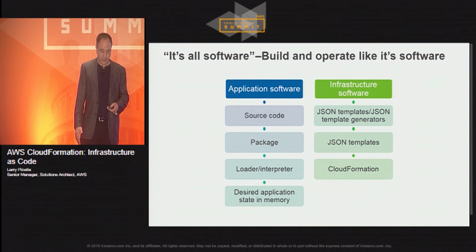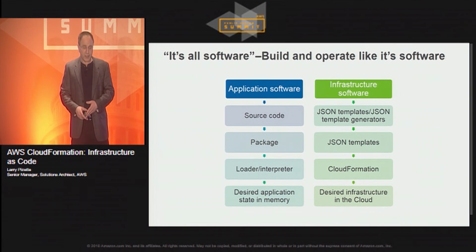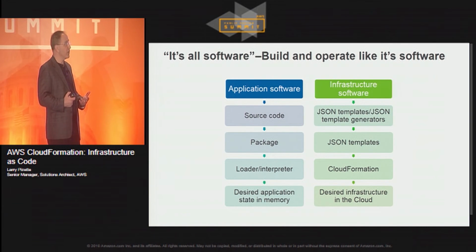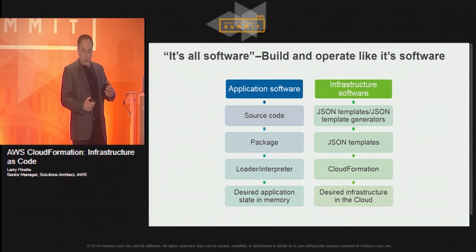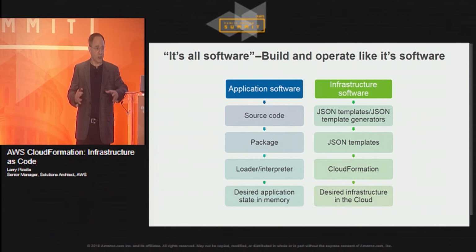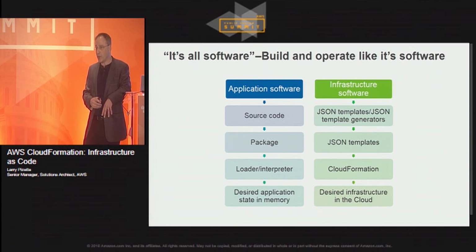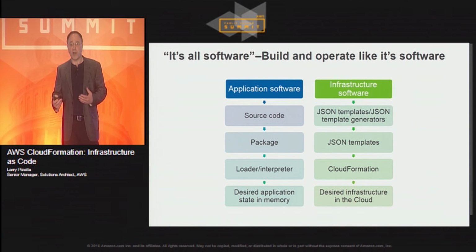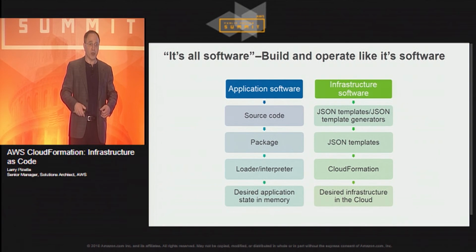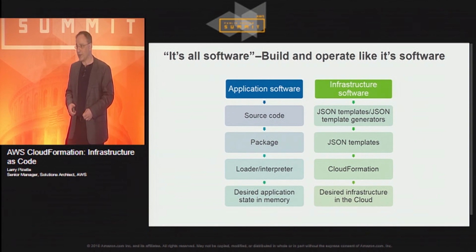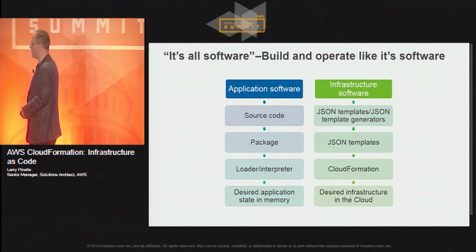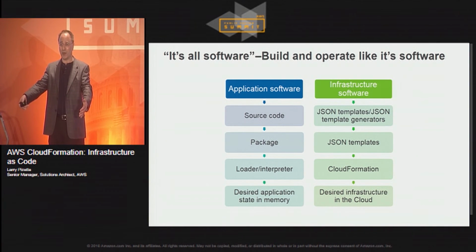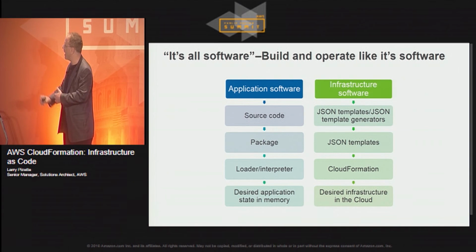So I'm going to build this out. This is just making the point in a slightly different way. What we typically do with application software, we do our designs and whatever our development process is, whether it's agile or modified waterfall, you end up with source code. You package all that source code up with all the files. If it's Java, it might go into an interpreter, right? If it's other types of code, it'll go into a loader, and then you get your desired application state running. That's on the left, the application software.